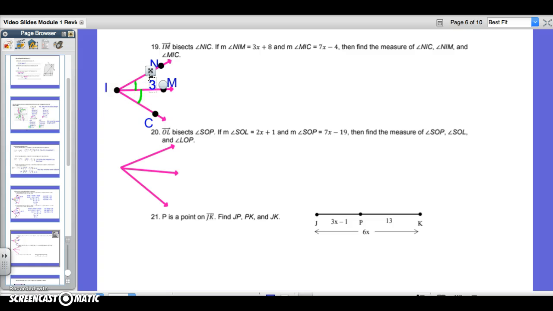So NIM is 3x plus 8. Let's see if I can erase it in there right there. Perfect. And then MIC is 7x minus 4. So that's going to be in there. Now, we know that that ray bisects the angle NIC. Now we have to use that to solve for x and solve for all these missing angles. So these two things are congruent. So we're going to set them equal and solve for x.